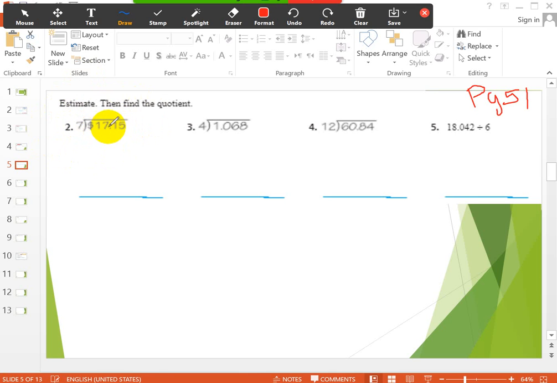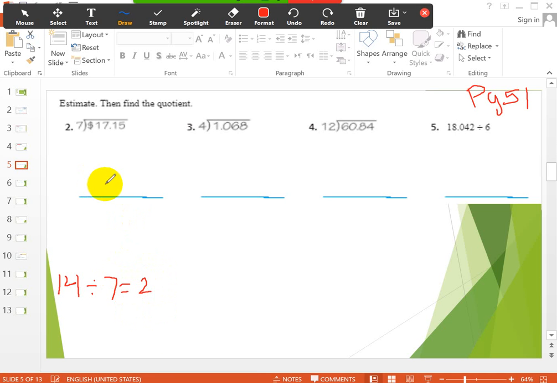So I can round this number. I will write the estimation right here, girls. So the nearest number is 14. So I will round 17.15 into 14. So if you divide 14 on 7, the answer will be 2. So the estimation will help me to know the first digit in the quotient. So the first digit will be a ones digit, a whole number, and the number will be 2.